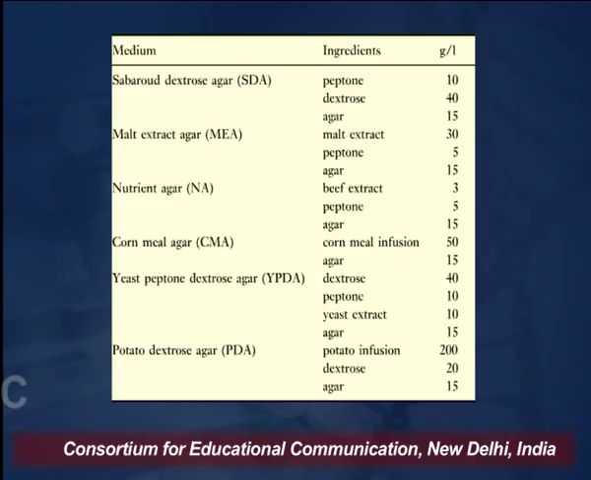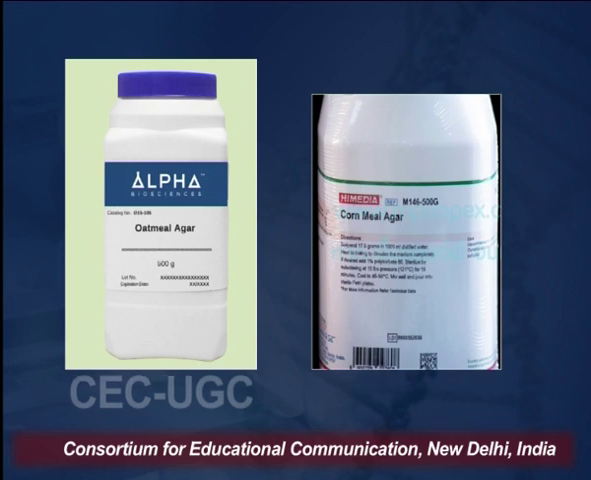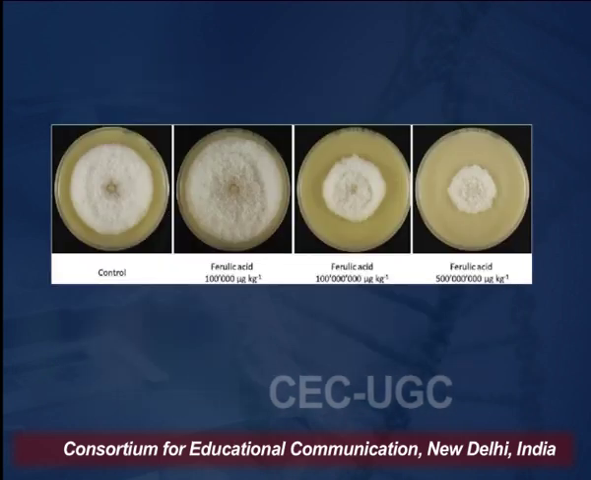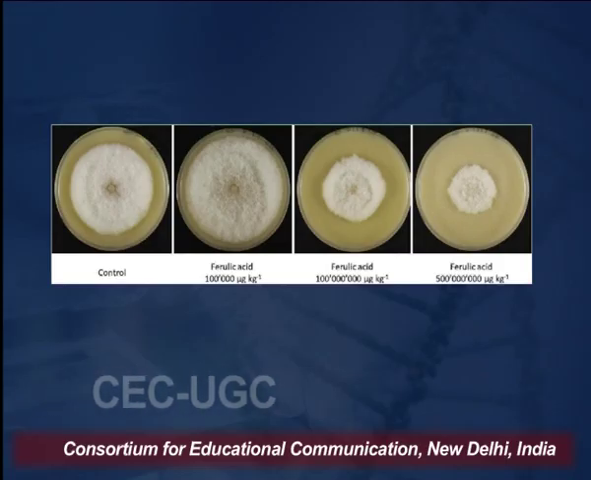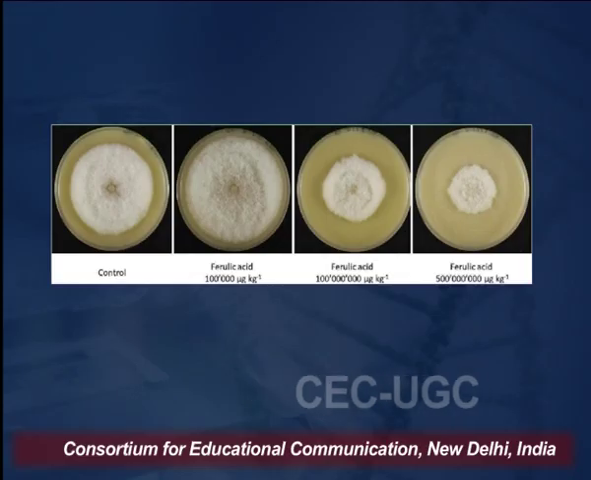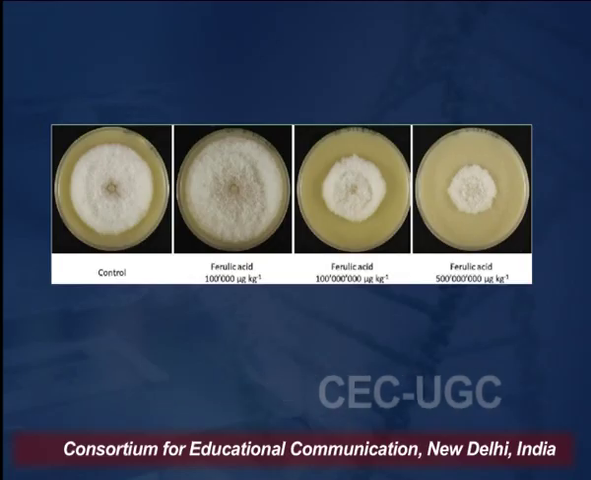These are again different types, and these are the nutrients and the ingredients. You can make a list of the nutrients and the ingredients. These are the commercially available media that you can buy from various companies, and this is how your microbial culture looks if it is contaminated by a fungal infection. You can see the fungal growth in all of them. If the sterilization techniques are not followed properly, it will result in contamination, and this is how the contamination will look.